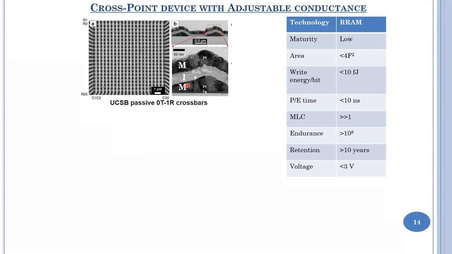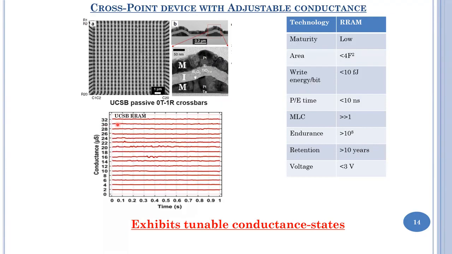As I told, the best part about these devices is that they exhibit tunable conductance states, and you can tune precisely to one of these conductance states. For instance, the device that I used to work with showed 16 different conductance states in the microsiemens range, from 2 microsiemens to 32 microsiemens, and you could tune to each of these intermediate conductance states, and they also retained their value. Here I tested them only for 1 second, but you can see that they do not change their value even if you go to 10 years. So it satisfies all those criteria which are required for adjustable conductance in that cross-point array device.